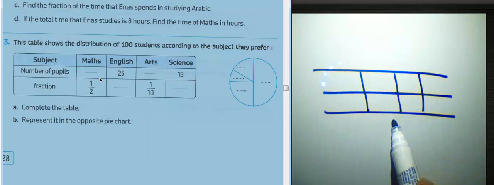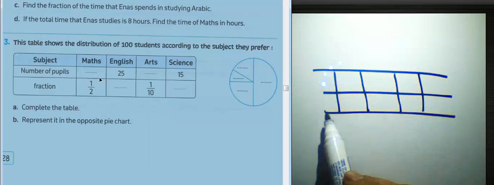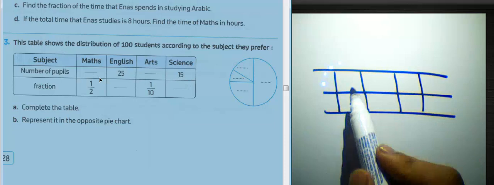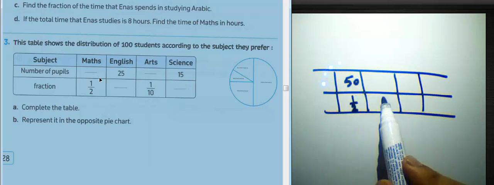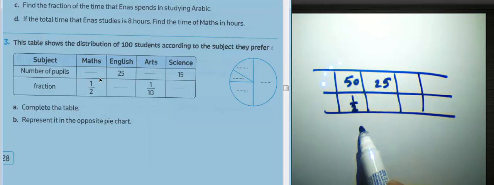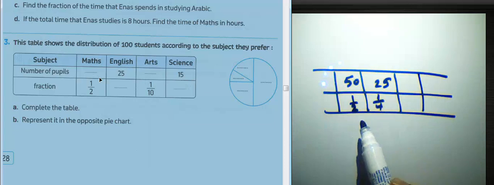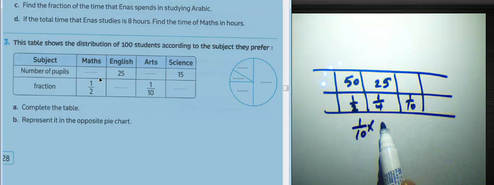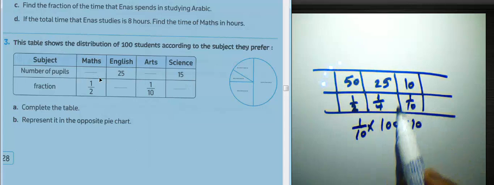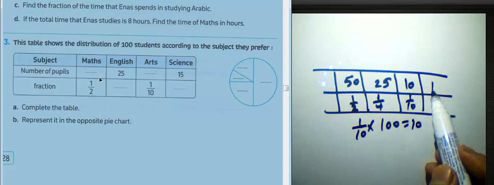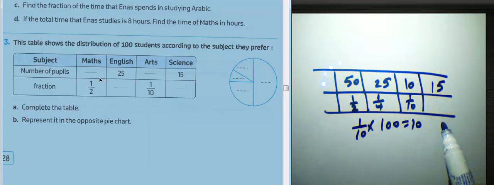Okay, we have 4 parts here. This fraction half will be 50. And we have 25 here. 25 refers to a fourth. And 1 over 10, we can write 1 over 10 multiplied by the total number 100, it will be 10. So we must write the number here, 10. And 15 like science. 15, we must write the fraction of 15 here.